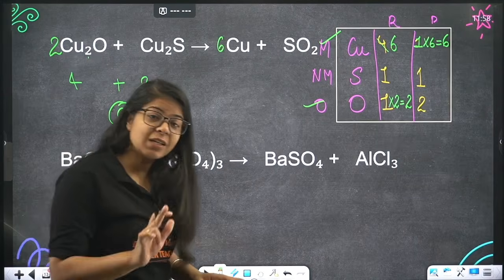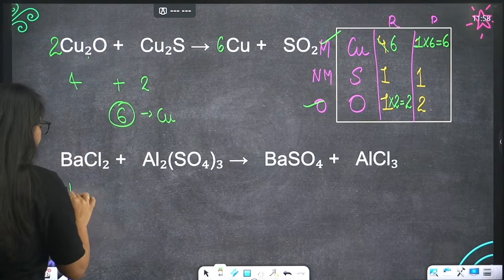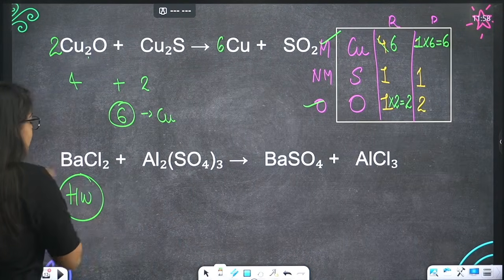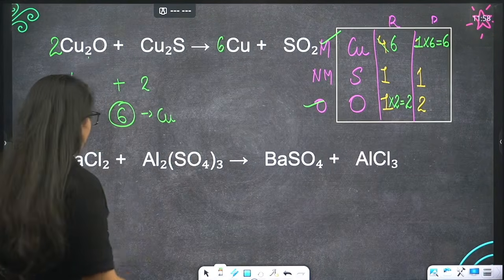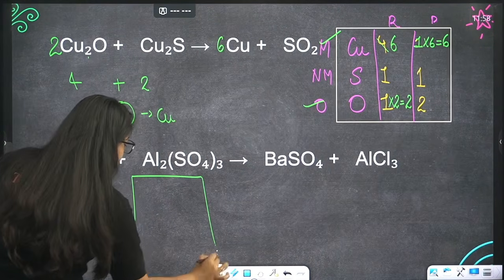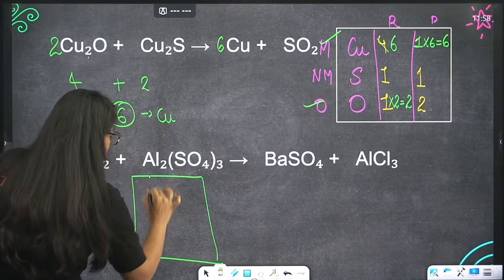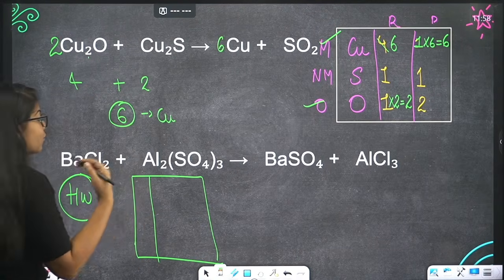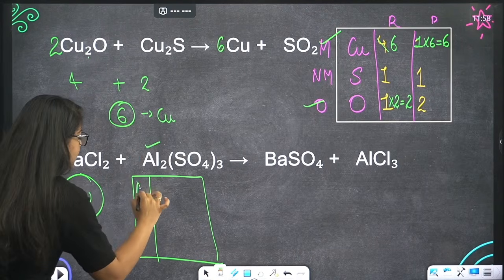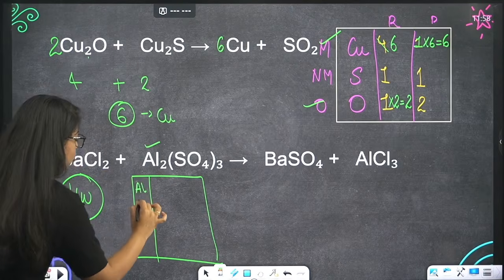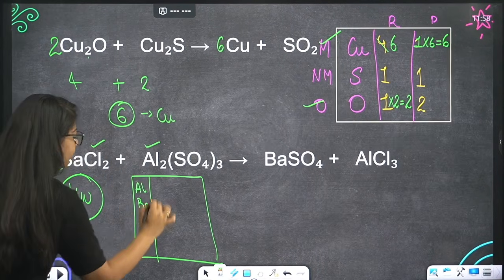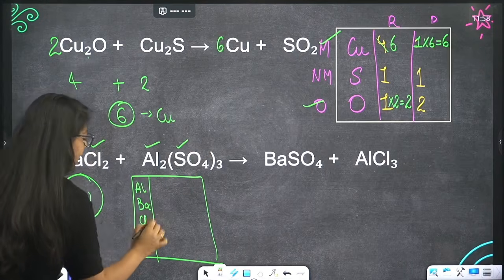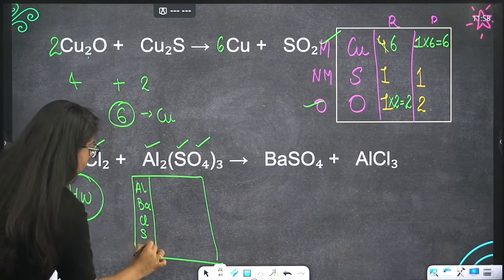Done? Now I'm giving you a homework for this: BaCl2 plus Al2(SO4)3. Just take it differently, okay? Just make a table. I'll make a table for you, okay? Now beta, you have to see which is the metal. Aluminium is the metal, right? Barium is also a metal, okay? Then non-metal, what? Chlorine is the non-metal, sulfur is the non-metal, and at the end we will balance oxygen.